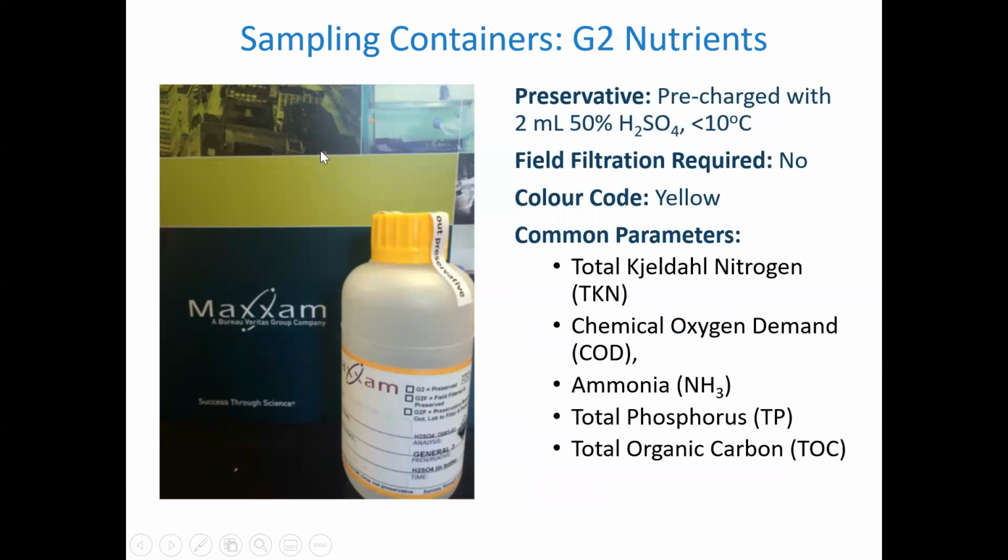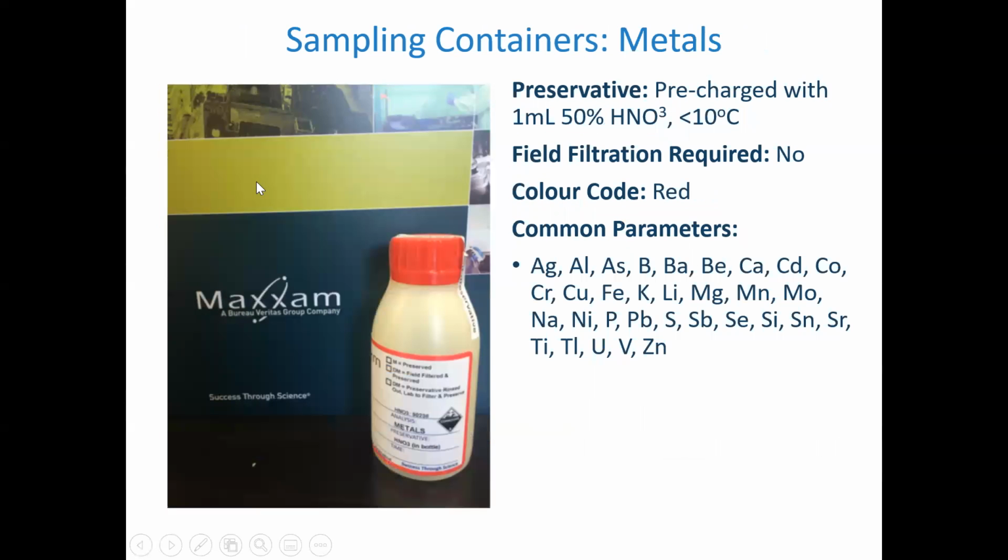There are special bottles for certain nutrients. So you can see this is a special bottle for certain parameters, such as ammonia or total phosphorus or chemical oxygen demand, and apparently has a little bit of sulfuric acid in there. And that's going to keep things from degrading as they're transported to the lab. So again, like I said, lots of special bottles for special measurements.